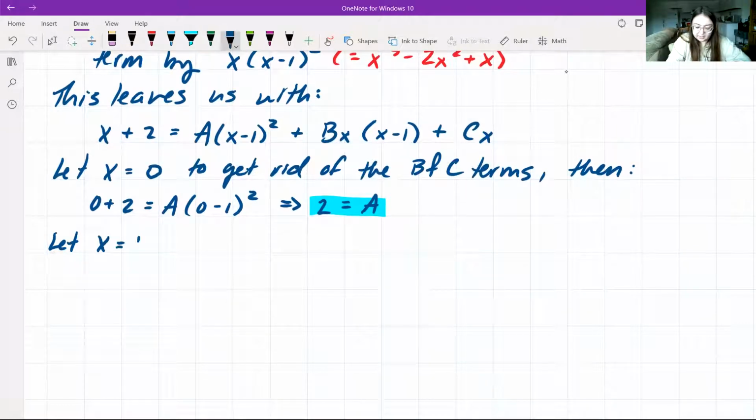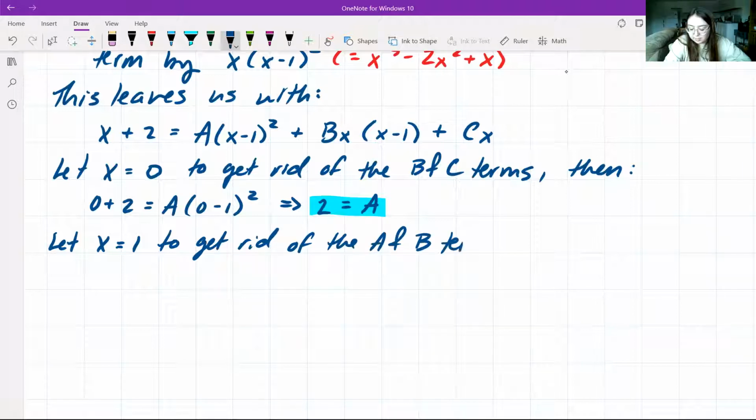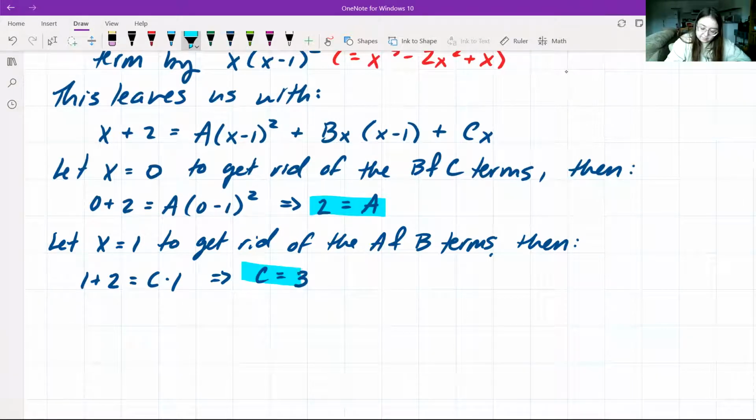In this case, we're going to let x equal 1. Because if x equals 1, then x minus 1 squared and x minus 1 will cancel out as well and get rid of our a and b terms. Then what we're left with is 1 plus 2 is equal to c times 1, which simplifies to c is equal to 3. So we solved for a and for c in this case.